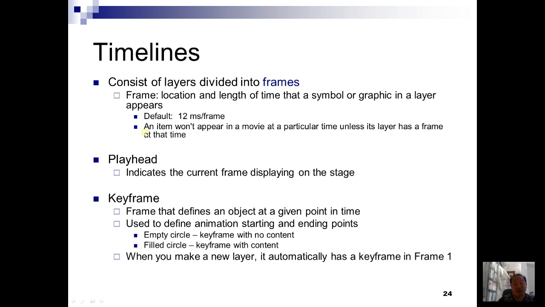And an item won't appear in the movie at a particular time unless its layer has a frame at that time. The playhead indicates that the current frame is playing on the stage. Normally, the playhead is red.